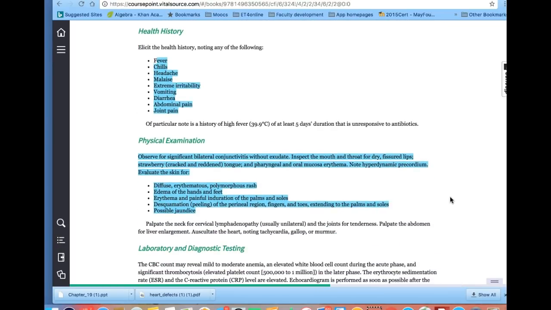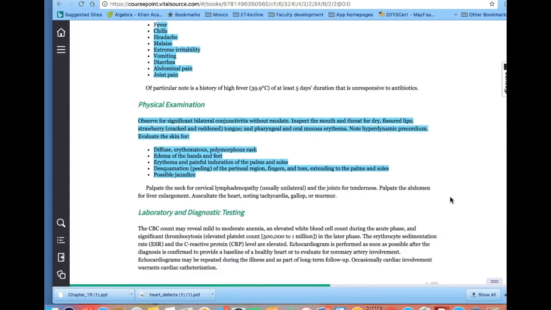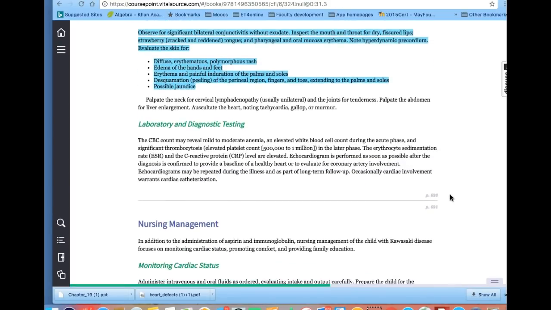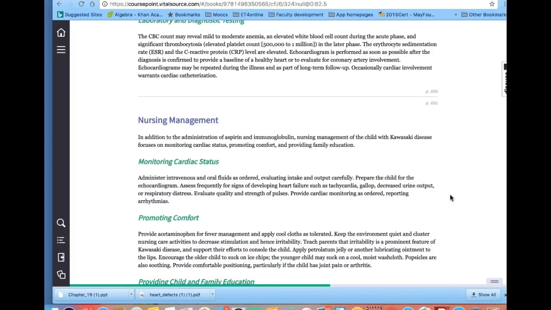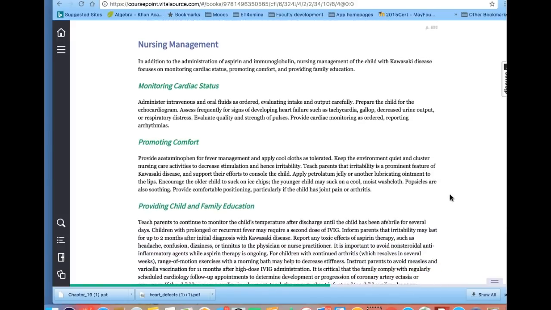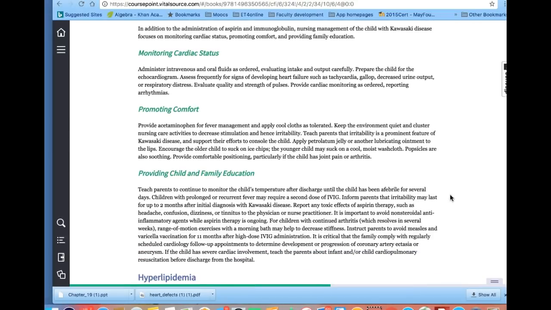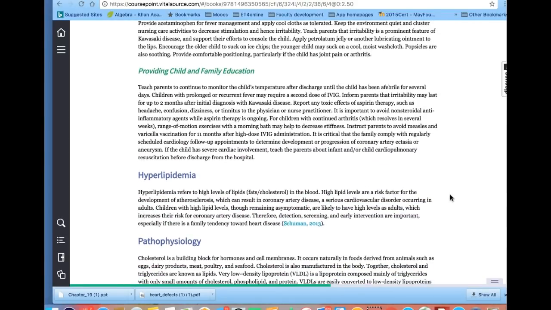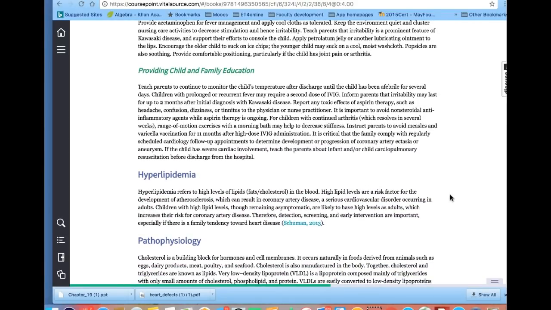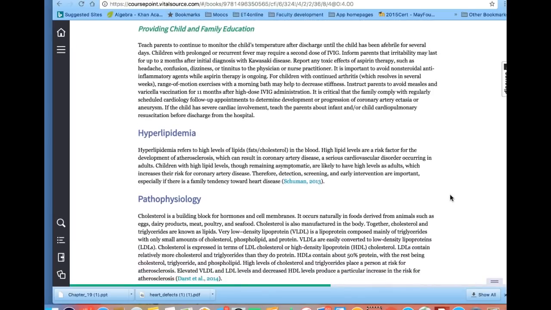All right, their eyes are going to be just so bloodshot. That is kind of like a hallmark. All right, so what do we do to help these kiddos? Well, other than giving IVIG and aspirin, you're going to just try to make them comfortable. Put stuff on their lips to make them more comfortable. Pain control, treat the fever. Keep the lights turned down. Those are all important. Teaching, there's some information about providing child and family education as well.